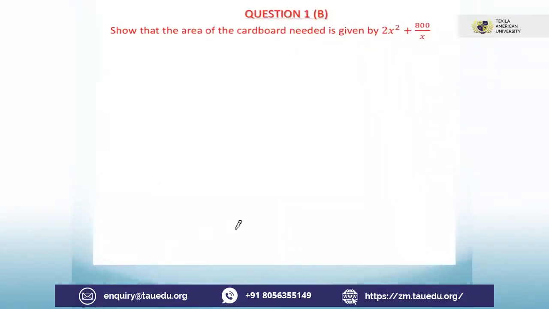Now, come to think of this one. Show that the area of the cardboard. Now, remember, when a cardboard is a prism and they say find the area, it means you are finding the total surface area. That is the meaning. Now, you are to write it in the form of 2x squared plus 800 over x.